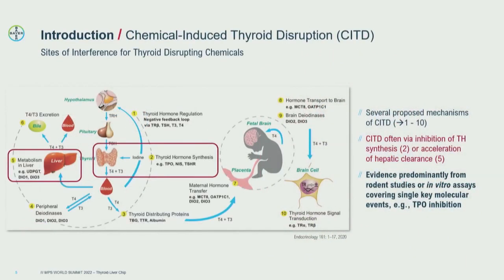There are a number of different proposed mechanisms of chemical-induced thyroid disruption, and the two most important ones are, first, a direct inhibition of the synthesis of the hormones in the thyroid, and the second is an induction or acceleration of the liver metabolism, so an increased clearance. The evidence for these effects primarily stems from either rodent studies or from in vitro assays, which cover single key molecular events, such as the inhibition of thyroid peroxidase, a key enzyme.